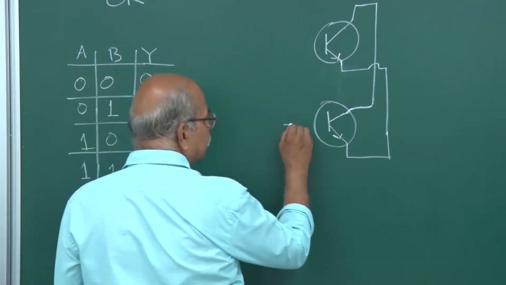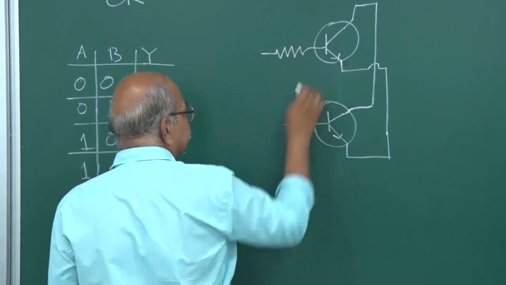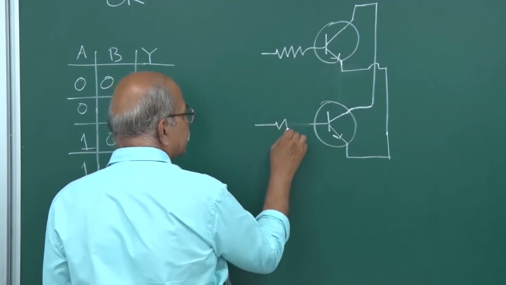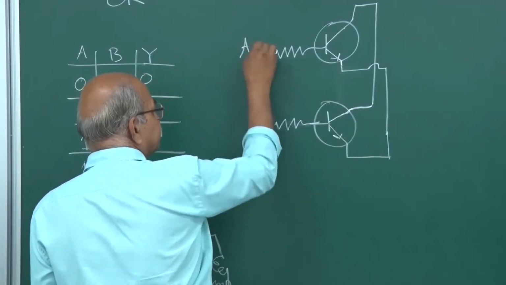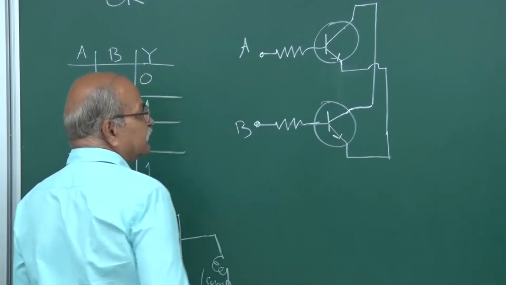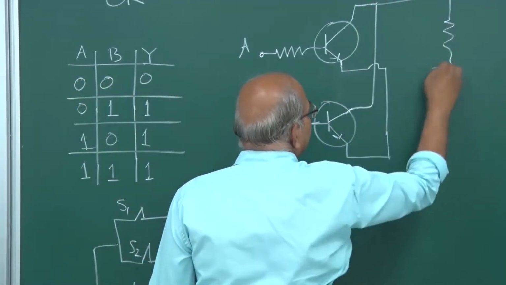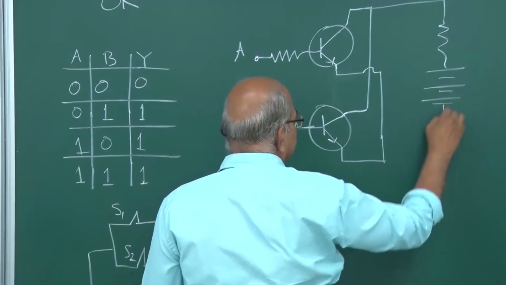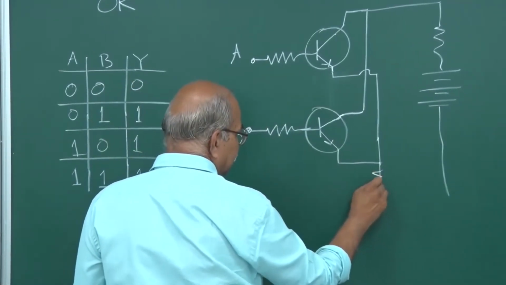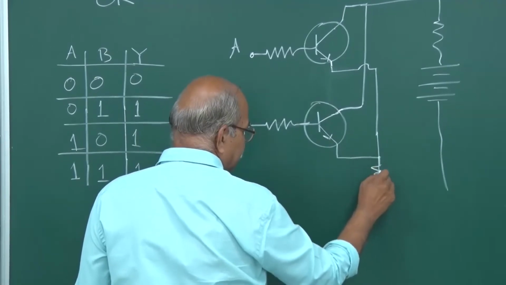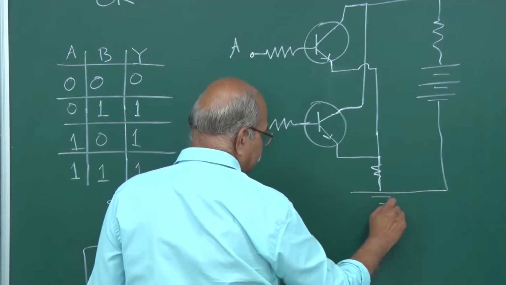And then here are the input points. So you can put resistors, and these are the input points A and B. And then the collectors, the common collectors, from here you have your biasing. And emitter here you have that emitter resistance, and it goes to 0, and this is the ground. So this is the ground.